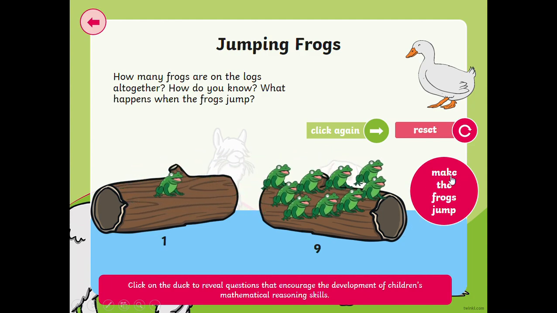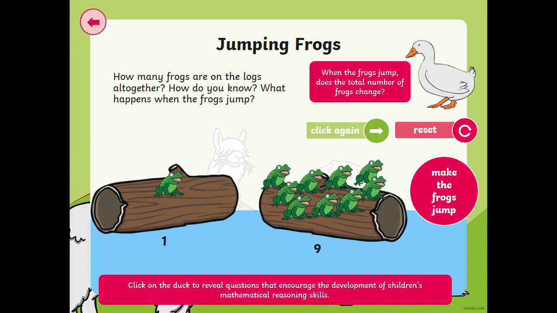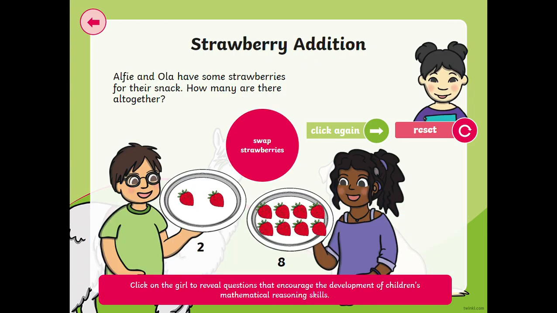And if they swapped over, is there still the same number of frogs? So there was 9 on this one, and then there was 1 on this one, and they have swapped over. All together, 9 add 1 makes 10. So they are still the same.